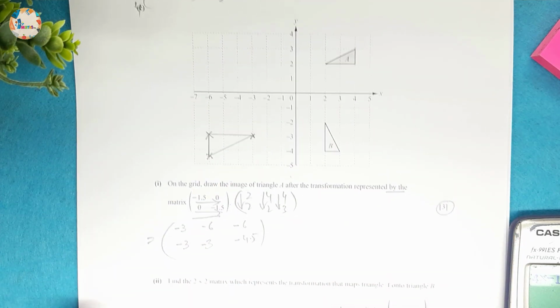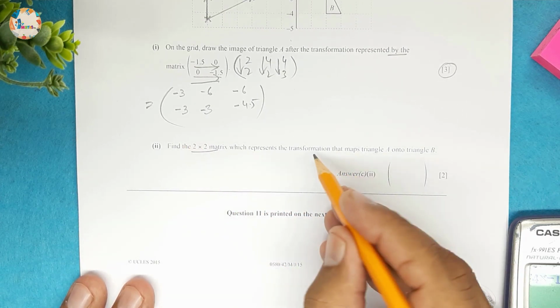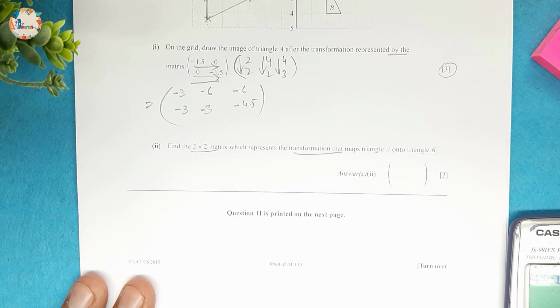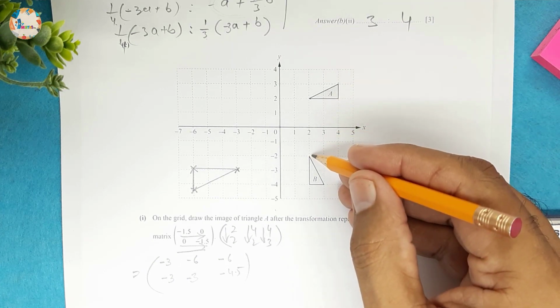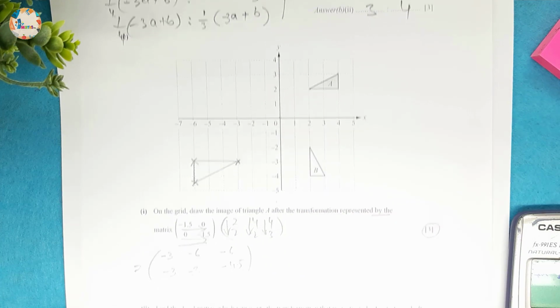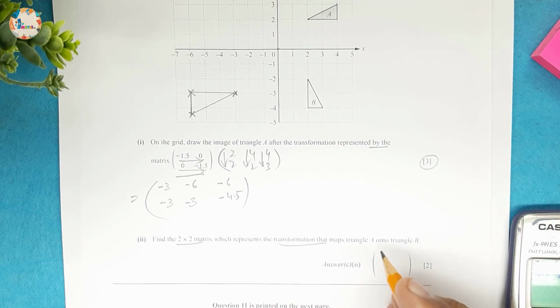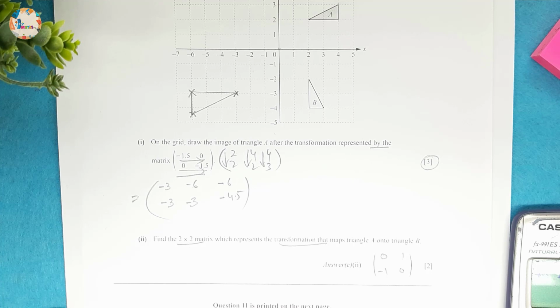Hopefully you understood this. Then they are saying find the 2 cross 2 matrix which represents the transformation that maps triangle A onto triangle B. A onto B is basically rotation about the origin, and it will be, so we can write 0, 1 and -1 and 0. Basically this will be clockwise.